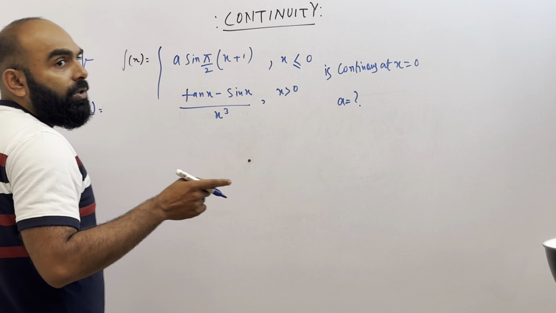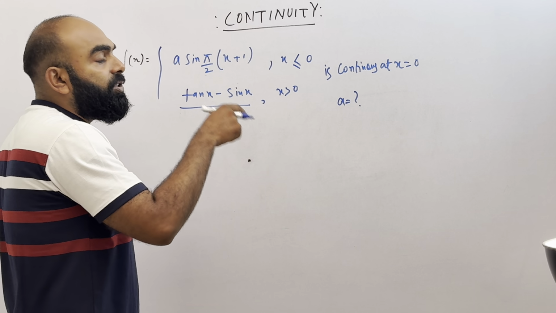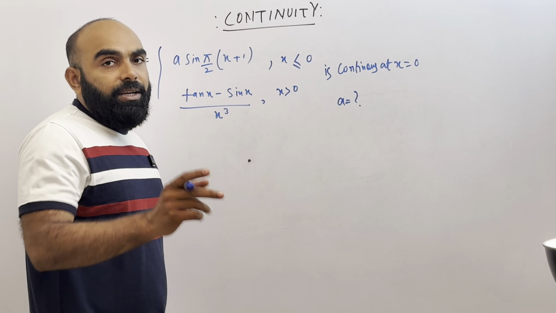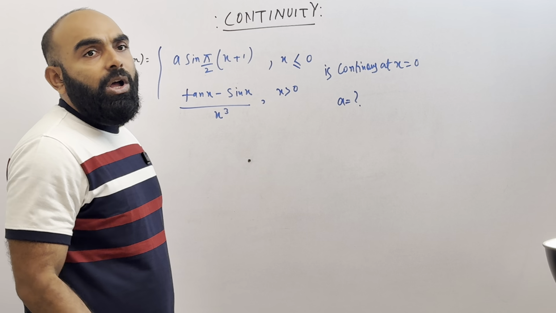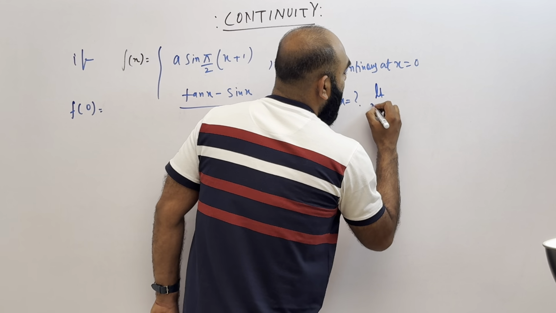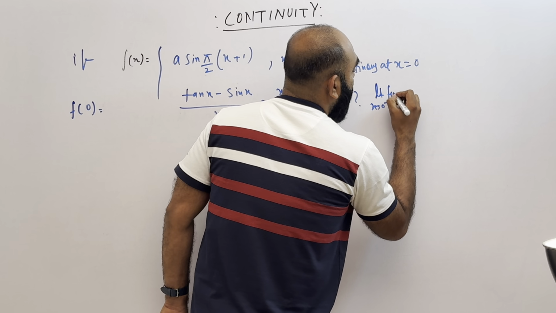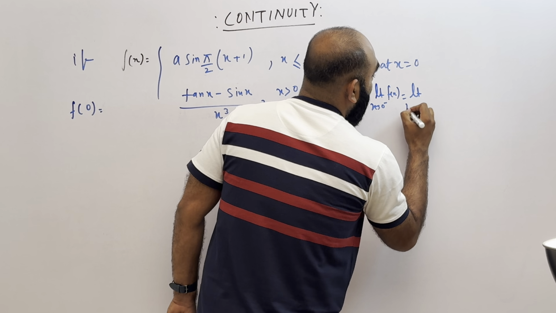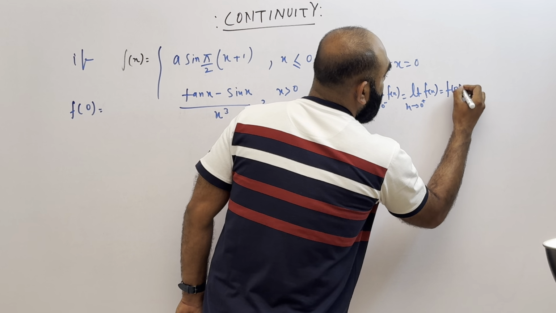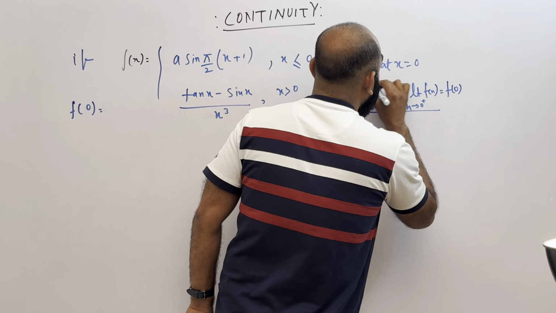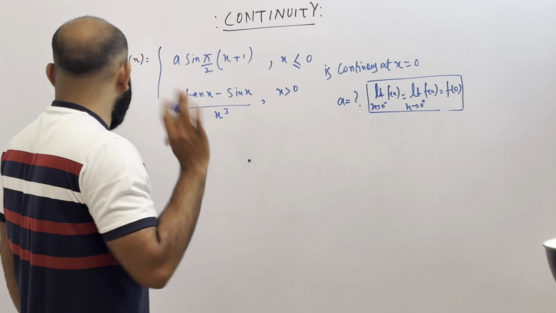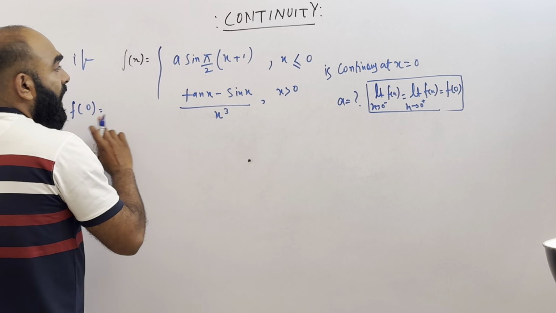Because I have to check the continuity of the function at x equal to 0. Already they are saying the given function is continuous at x equal to 0. So the procedure: limit x tends to 0 minus f of x is equal to limit x tends to 0 plus f of x is equal to f of 0. If they are continuous, they have to satisfy this equation. Correct? Yes, sir. So first I will find f of 0.